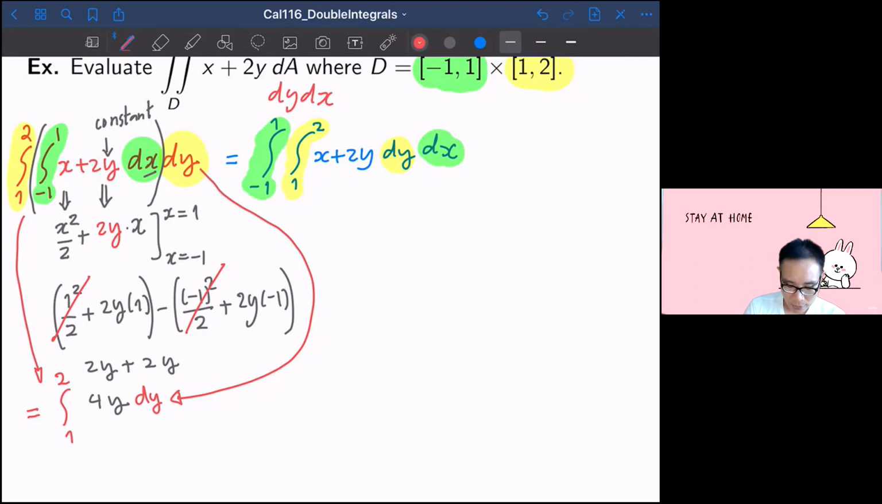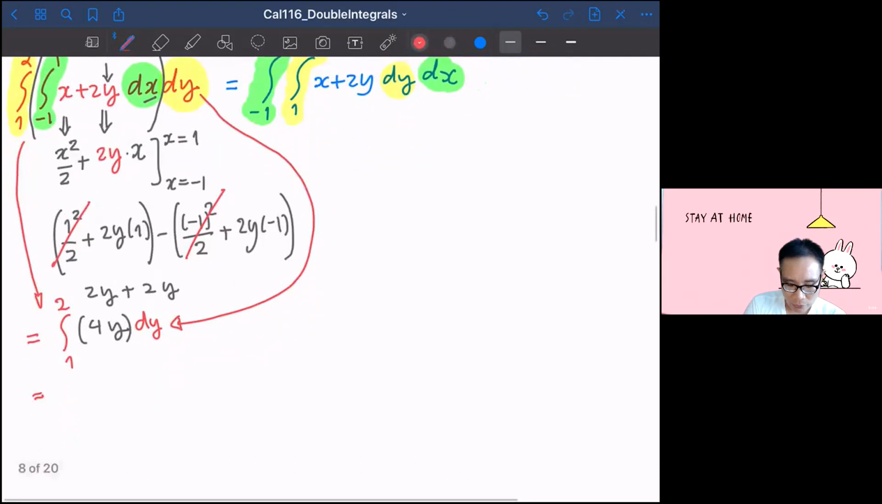Okay, so the 4y, let me put parentheses for you here. So it's going to be 4y. This is the thing that you have inside parentheses. And then you're going to integrate this 4y.